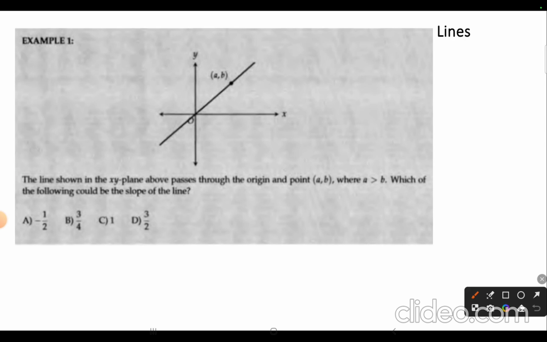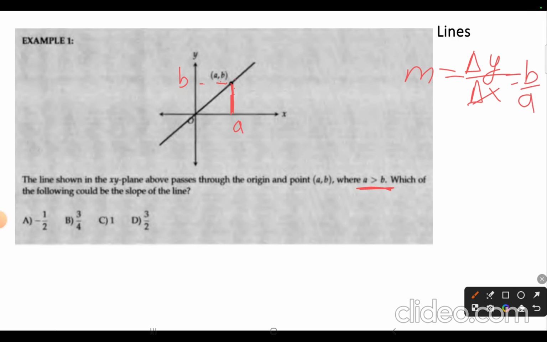The line shown in the xy plane above passes through the origin and point (A, B), where A is greater than B. Which of the following could be the slope of the line? Remember that slope is change in y divided by change in x. It means here it will be B divided by A, which is B over A, and B should be less than A.